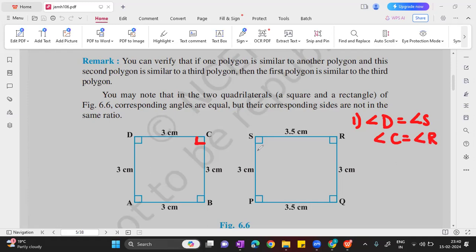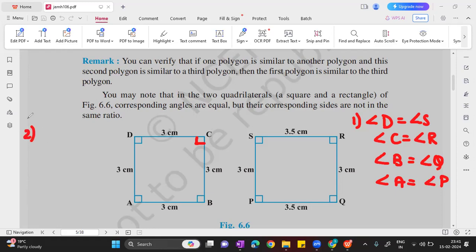Okay. Angle D is equal to angle C is equal to angle R. Can you not write down angle B is equal to angle Q? Why are we writing all are equal? Because they all are 90 degrees, right? And of course, angle A is also equal to angle P, right? So the first condition got satisfied. But what is the definition of similar triangles? Both the conditions should be satisfied.